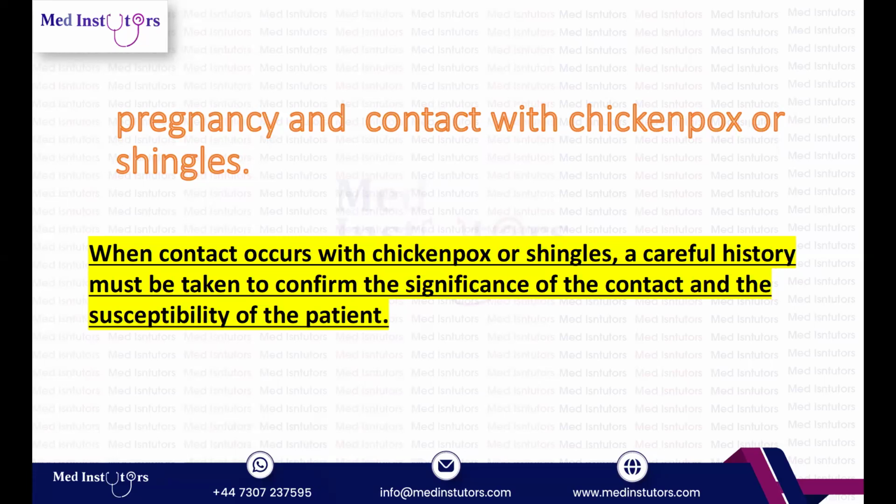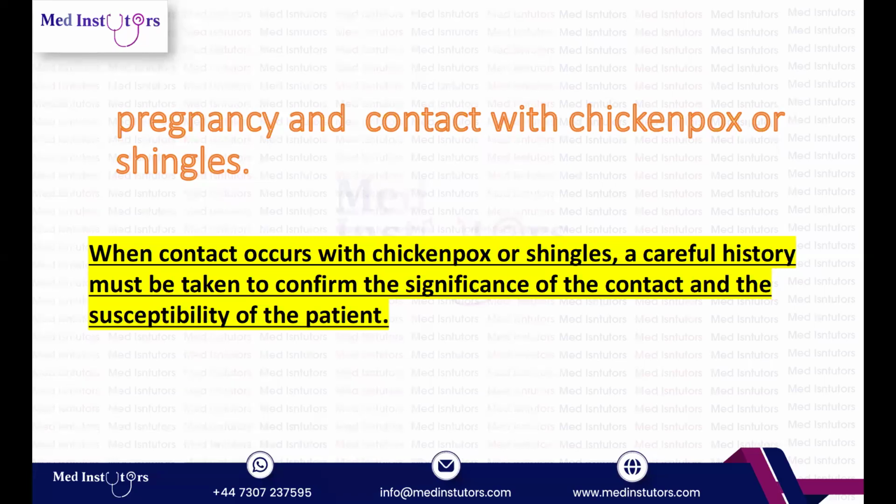So what happens when it occurs? When a contact with chickenpox or shingles occurs, what is important is a careful history must be taken. A very careful history to confirm two important things. Number one, the significance of the contact. Number two, the susceptibility of the patient, right?